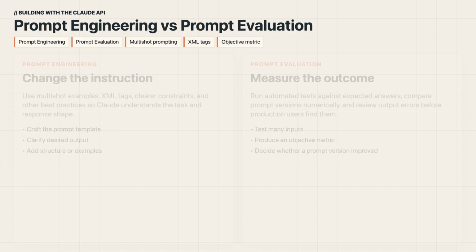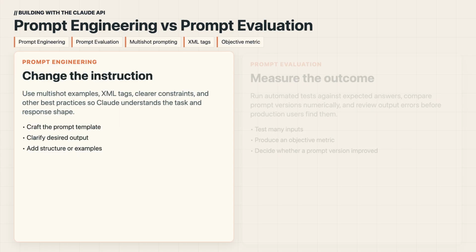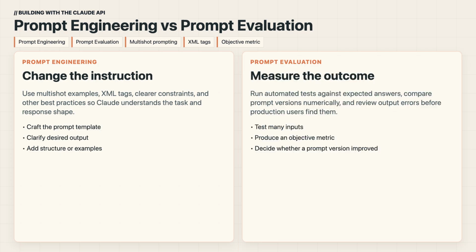First, separate two ideas that often get mixed together. Prompt engineering is the toolkit for writing and editing the prompt. Multi-shot examples, XML tags, clearer instructions, and other techniques that help Claude understand the task. Prompt evaluation asks a different question. It runs the prompt through automated tests and produces an objective metric. That metric can check expected answers, compare prompt versions, and reveal errors your first manual test did not catch. Use the two columns as separate tools. One column improves the instruction, the other checks whether that improvement actually changed outcomes across examples.